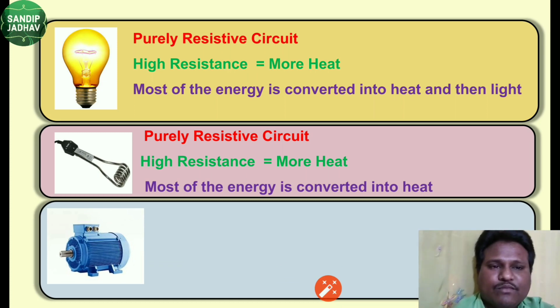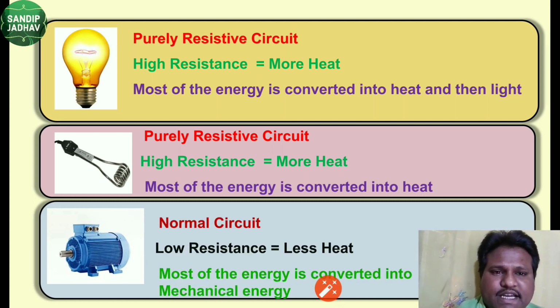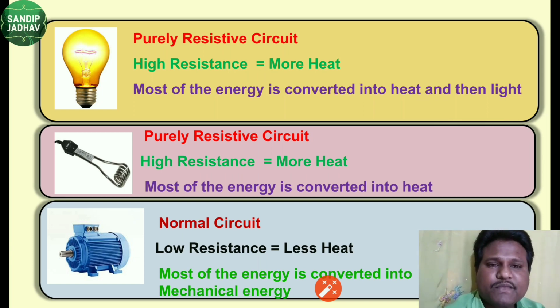But if you take the example of a motor, here less heat is generated and most of the energy is converted into mechanical energy, because it is a normal circuit and we need the output energy as mechanical energy so that any object can rotate with the help of the motor. So this is the basic difference. In a purely resistive circuit, most of the energy is converted into heat energy and we call it the heating effect of electric current. Any material gets heated whenever current flows through it, but that depends on the resistance of the material. If the resistance is very high, then a large amount of heat is generated. So to create a large amount of heat, we must use appliances which have a large amount of resistance.